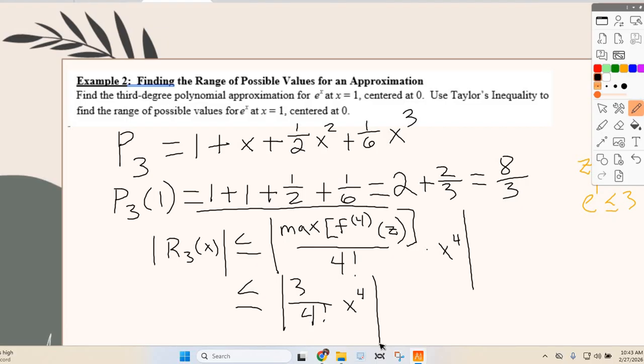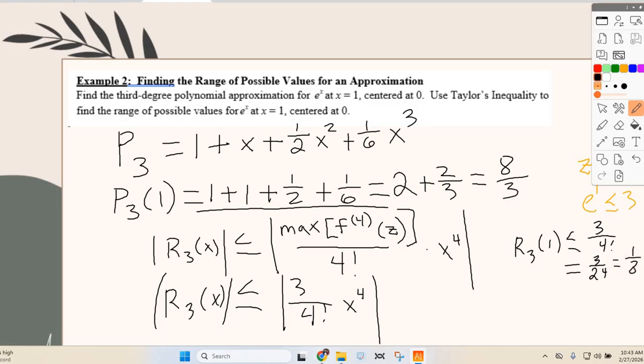That's what I mean. But we specifically want our error for what? For 1, right? This is just our general error for our third degree polynomial, but we specifically want it for 1. So r sub 3 of 1 has to be less than or equal to, what do I get if I plug in 1 for x? Okay? And what is 4 factorial? 24. Okay, and what is 3 over 24? 1/8. Are we all okay with that?